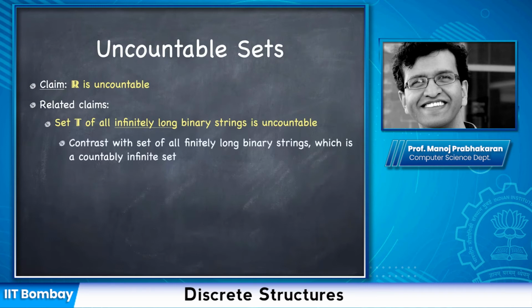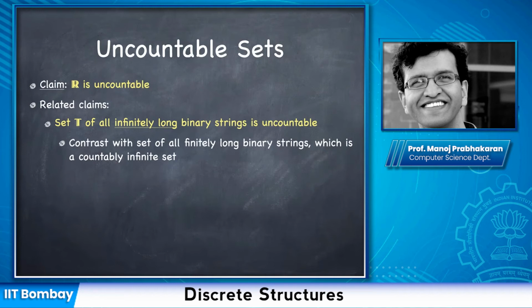In contrast, if I looked at the set of finitely long binary strings, all binary strings of length 0, length 1, length 2, and so forth, there are infinitely many such strings, but that set is easily seen to be countable. I can lexicographically sort all these finite strings, say the shorter ones first, and so every finite string gets a number in this ordering.